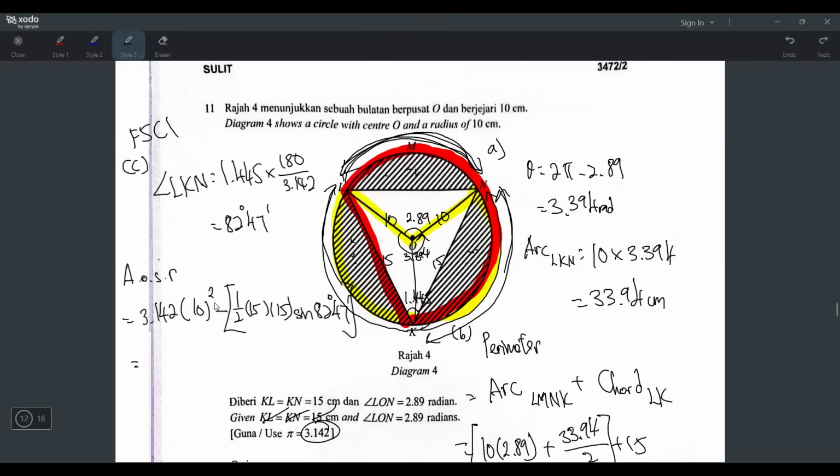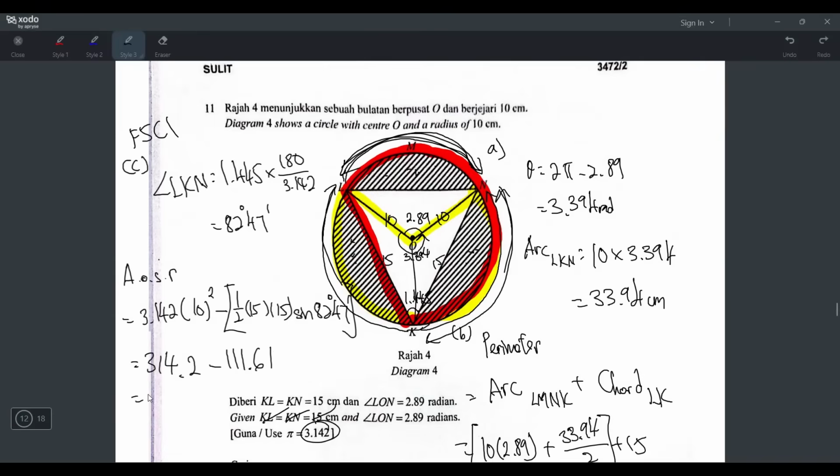Okay, 3.142 times 100, 314.2. And then this one I press calculator lah. Okay, sine answer. And then times 15 times 15 divide 2. Okay, 111.60. Wait, what? Okay, 111.61 lah. 111.61. But it's not over yet.